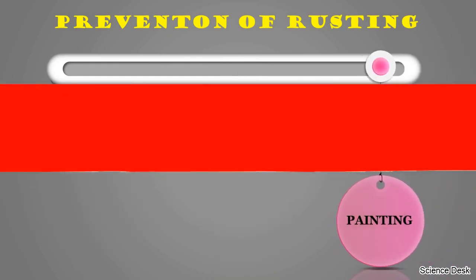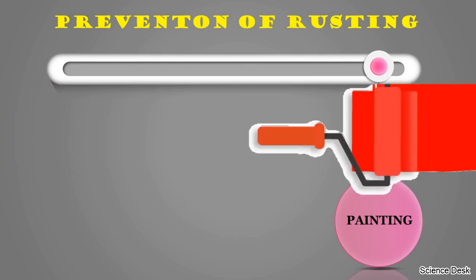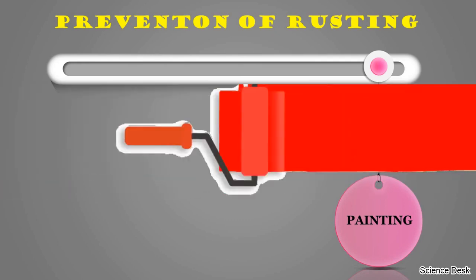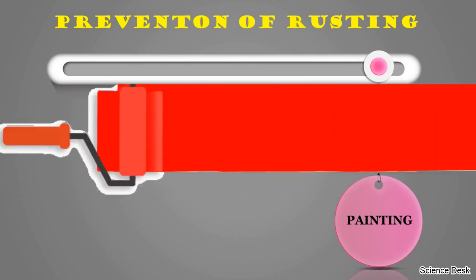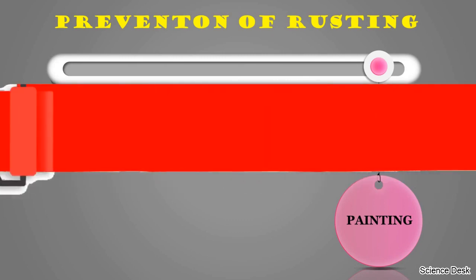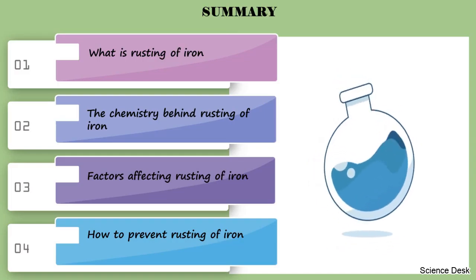And then there is the painting method. When you paint, the availability of iron for oxygen and moisture to react and form iron oxide is reduced. Now we will summarize one by one.